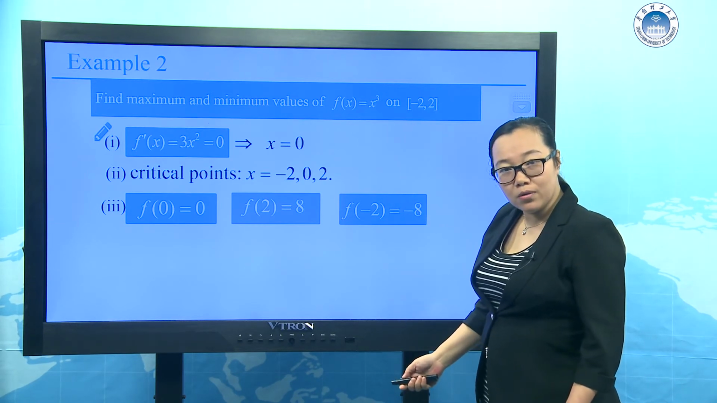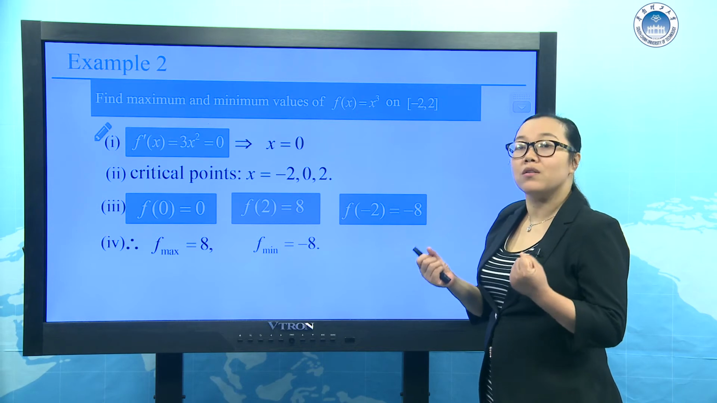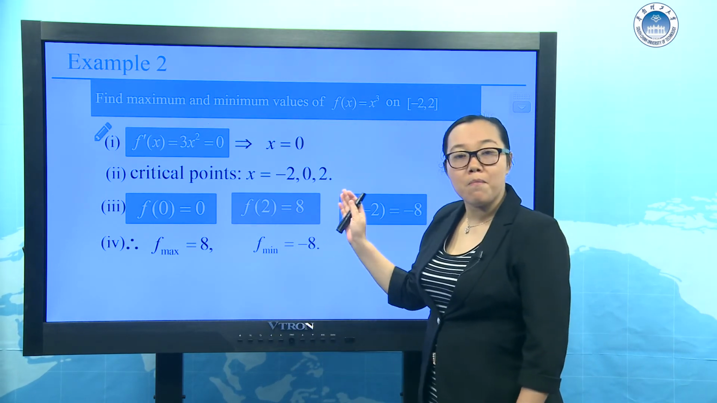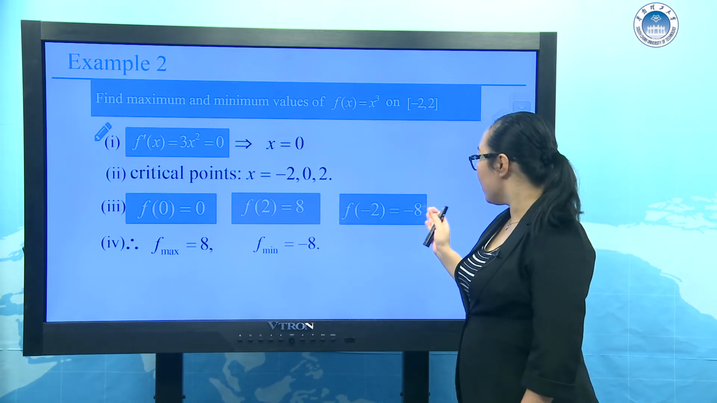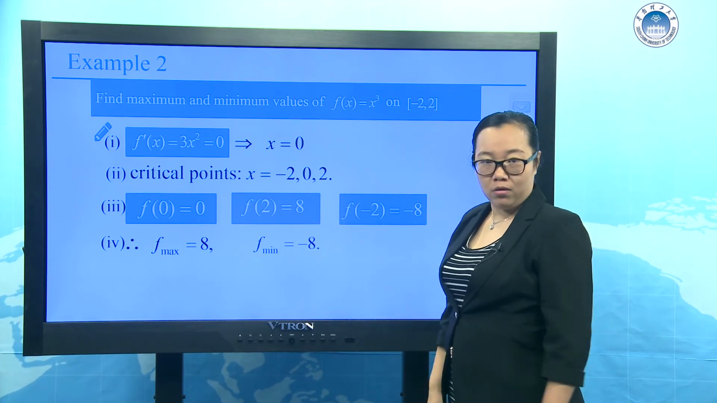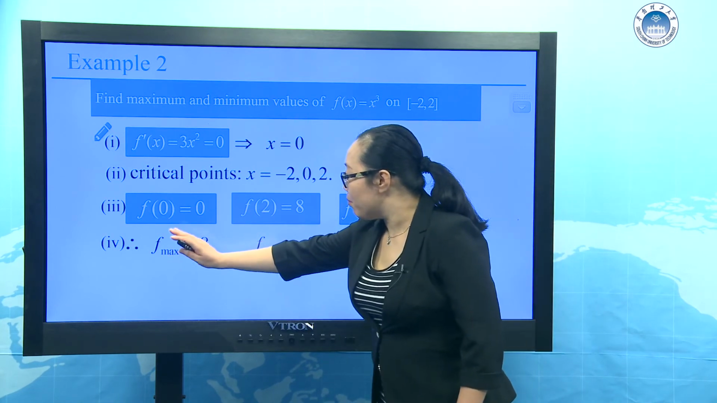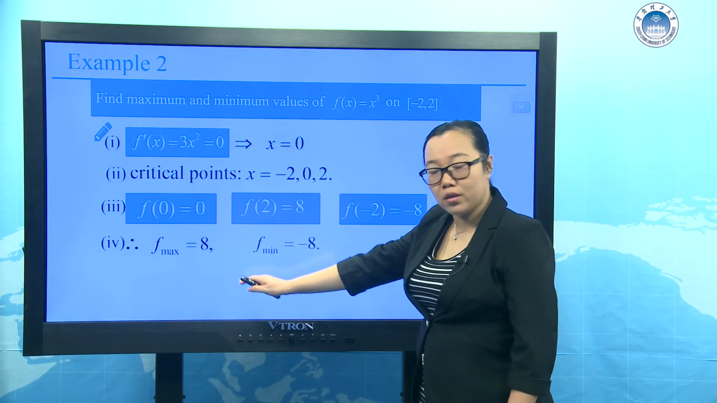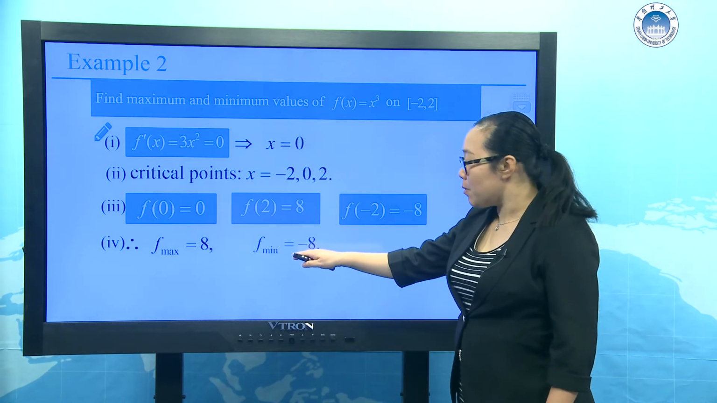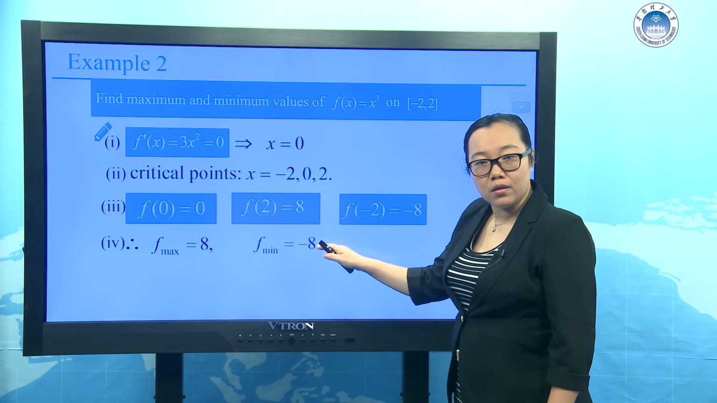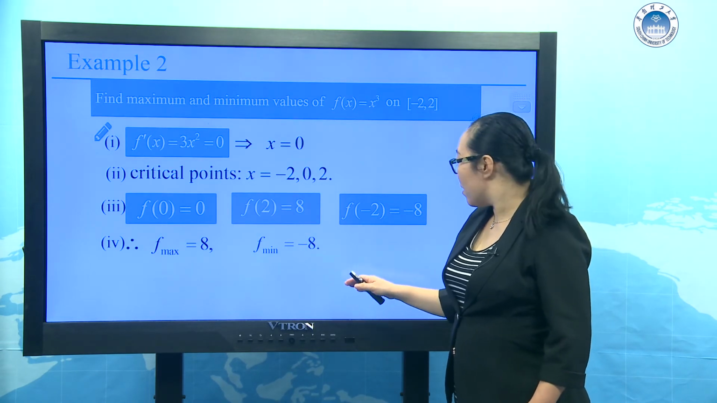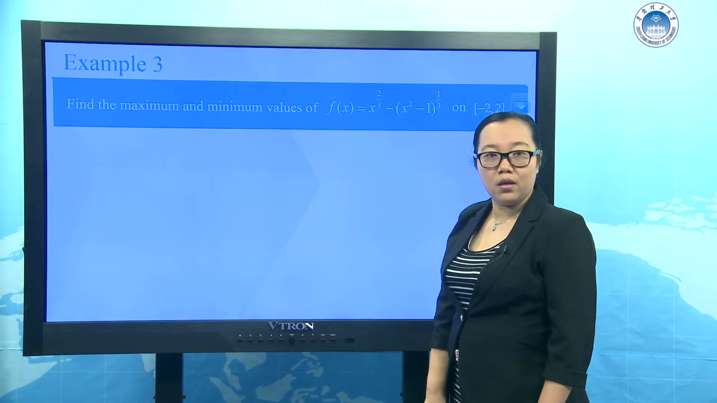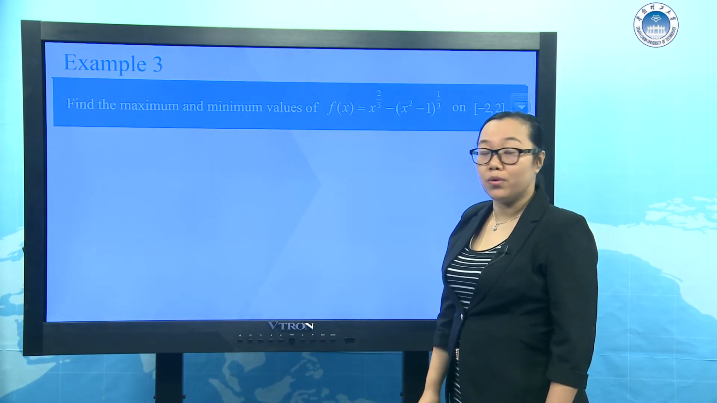The last step, do you remember? Yes, compare the values. We can find 8 is our maximum value and minus 8 is our minimum value. So together, the maximum value is 8, and we get it at the point 2. The minimum value is minus 8, and we can get it at the point minus 2. So now the question is okay. We will look at example 3.